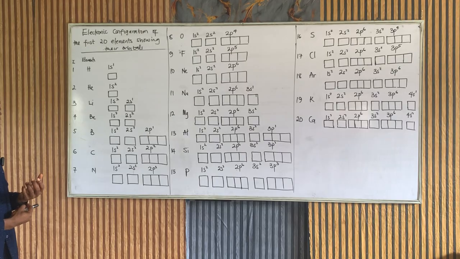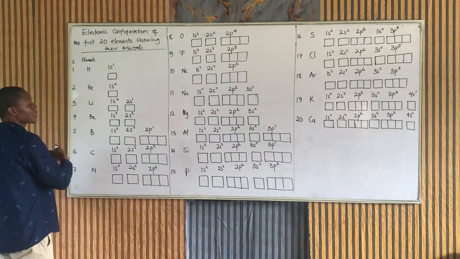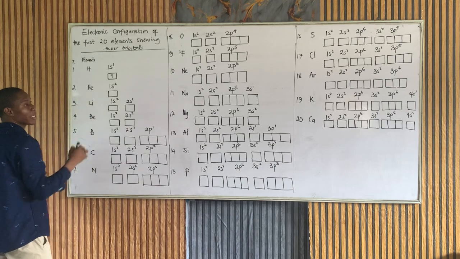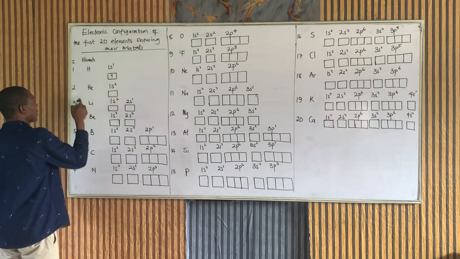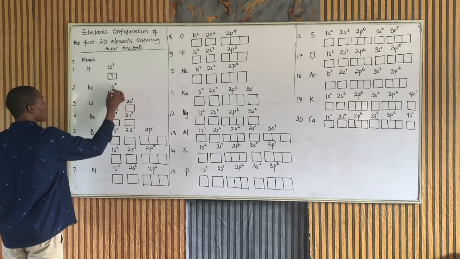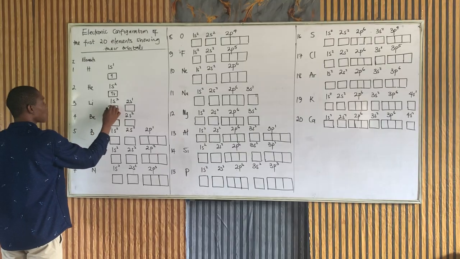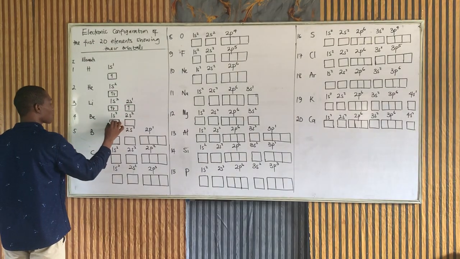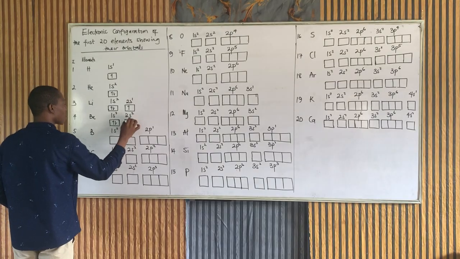We want to take the electronic configuration of the first 20 elements. This time around, we want to show the orbitals. And so let's begin now. The very first one, hydrogen, has one electron. And so, one electron in the s orbital. Helium has 2. Lithium has 3, so 2 here, and then 1 here. Beryllium has 4, 2 here, and then 2 here.